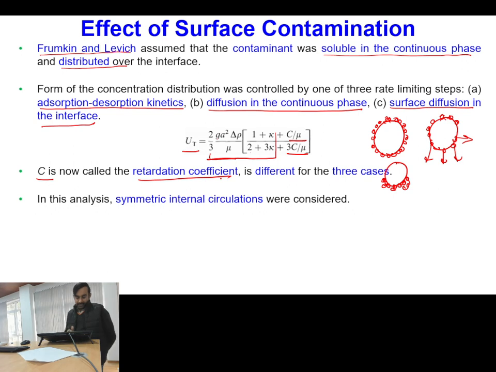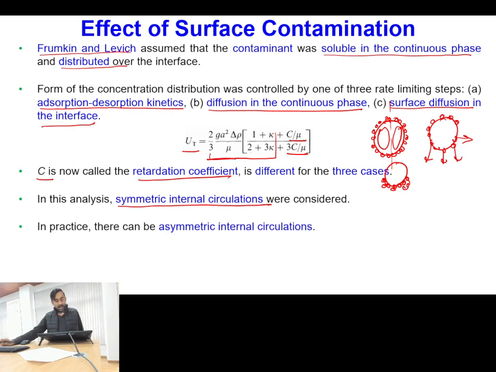And typically in this analysis, when this retardation coefficient is considered, it is assumed that the internal circulations are symmetric. It means if you have this as the axis of symmetry, around it you have formation of symmetric rolls. There is no asymmetry in the roll. So that is the assumption. However, in practice, there will be asymmetric internal circulations.